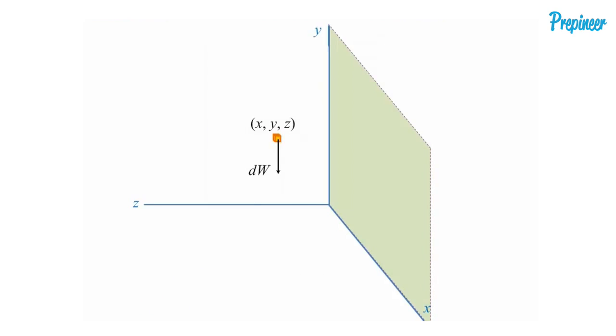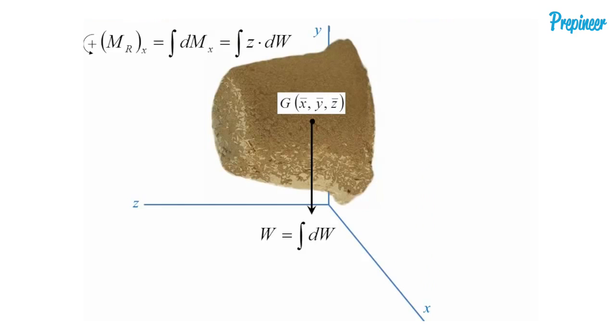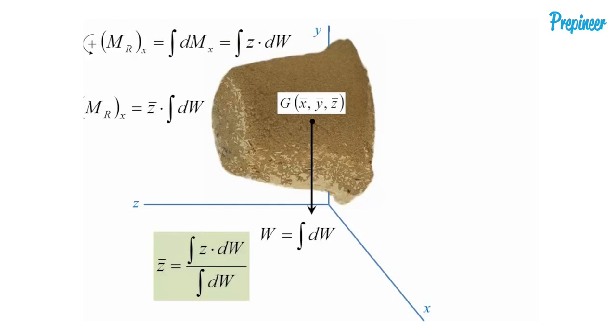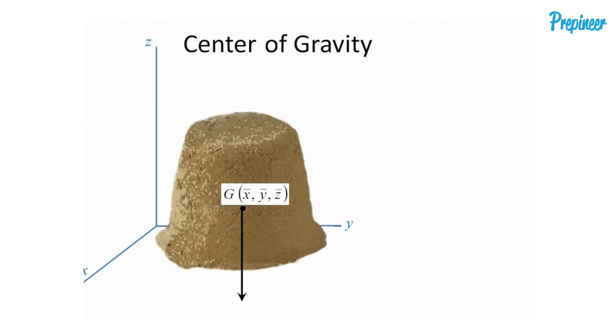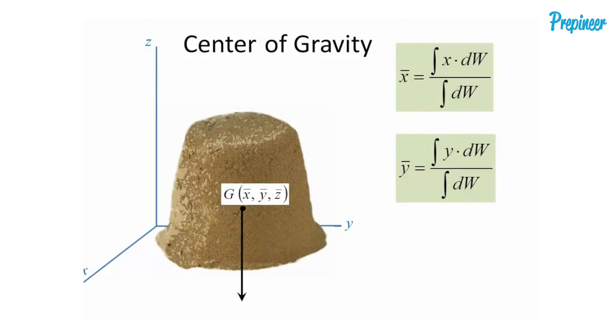And now for an arbitrary particle with weight dW at location x, y, z, its moment about the x-axis equals dW multiplied by its moment arm, z, and the resultant moment about the x-axis is the integration of z dW. And similarly, the resultant moment caused by the concentrated force W about the x-axis equals the moment arm z bar times the integration of dW. Once again, by comparison, z bar must equal the integration of z times dW divided by the integration of dW. Therefore, as a summary, now we know how to theoretically determine the coordinates x bar, y bar, and z bar for the location of the center of gravity for a rigid body.